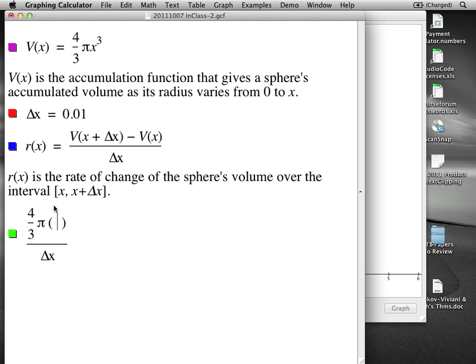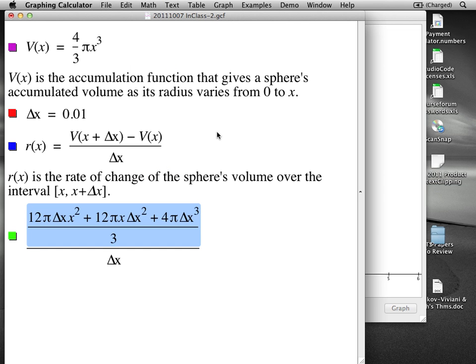And it'll be 4/3 pi times x plus delta x cubed minus x cubed. Do you see what I'm doing? Because this would just be 4/3 pi times x plus delta x cubed minus 4/3 pi x cubed. So I just did a little algebra ahead of time, so the graphing calculator could do that for me.